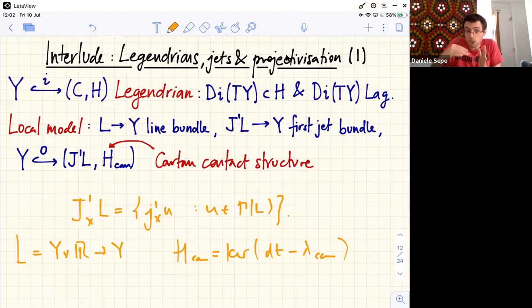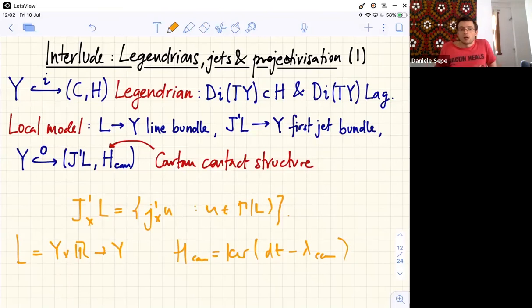Dimensions don't match up here. So the zero section of the first jet bundle is Lagrangian, but the fibers aren't Lagrangian. They kind of want to be, but they're not. They're too big. In fact, they're not contained in the contact distribution. They're in some sense transverse to the contact distribution. They have one direction that is transverse to it. And you can check this directly in this model that I'm telling you.